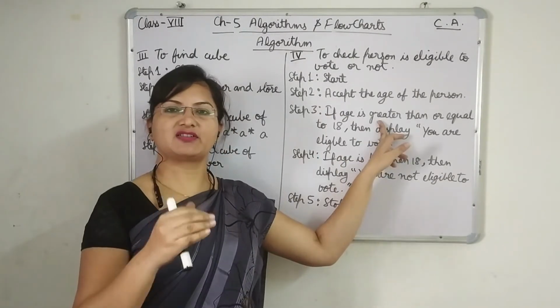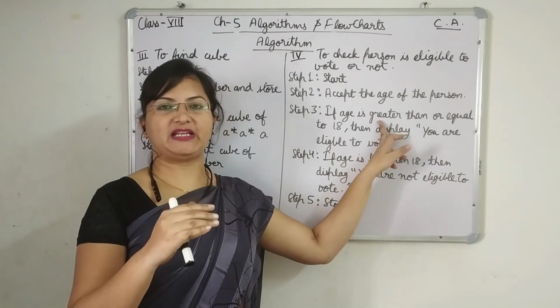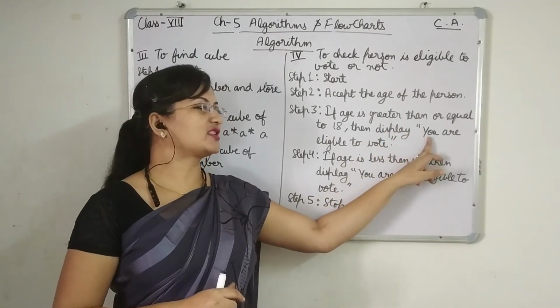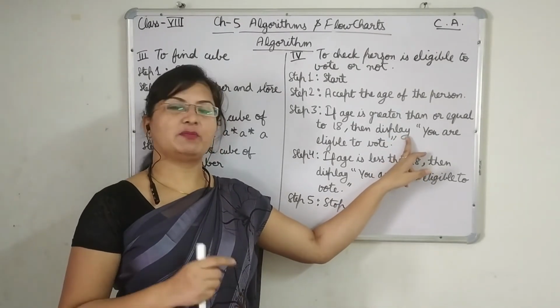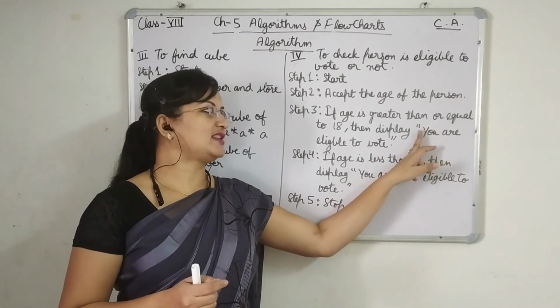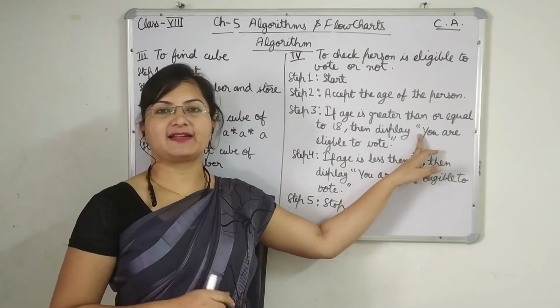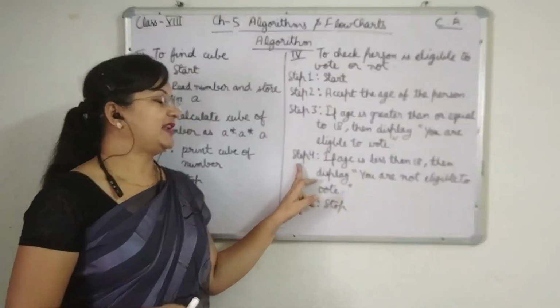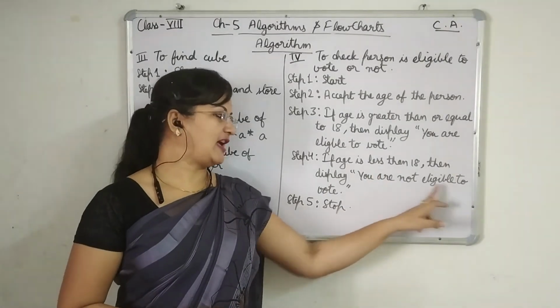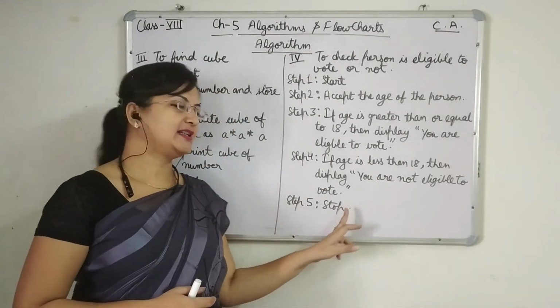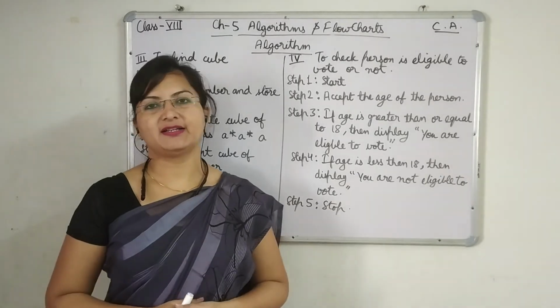So if the age is greater than or equal to 18, then we have to display you are eligible to vote. You can display or you can print also. Then the sentence that you want to print, you have to write inside double quotes. The next step is if the age is less than 18, that means you are not eligible to vote will be printed. And in the last you have to write stop.